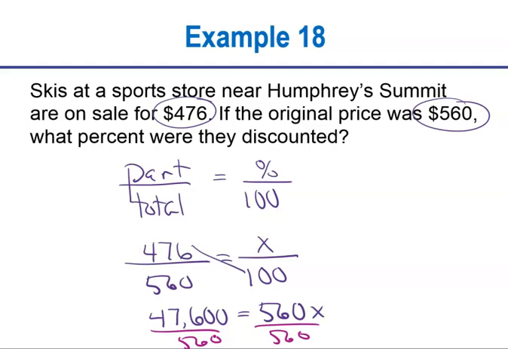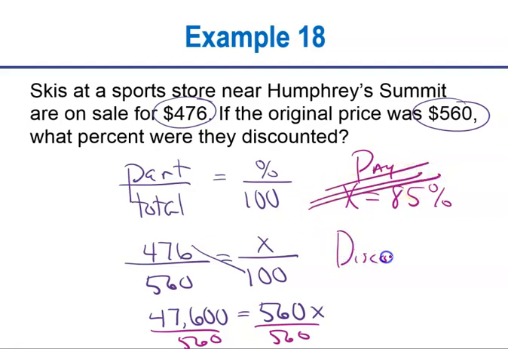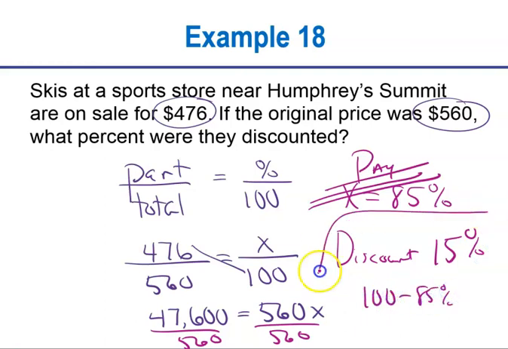So 47,600 divided by 560 gives me 85. So my x is 85. Remember, you add the percent sign if you use this formula. Now, was that how much it was discounted? No, that's how much you pay: 85%. So that means the discount must be the remaining out of 100. How about 15%? Because we could do 100 minus the 85 that we pay, and it means the discount is 15%.